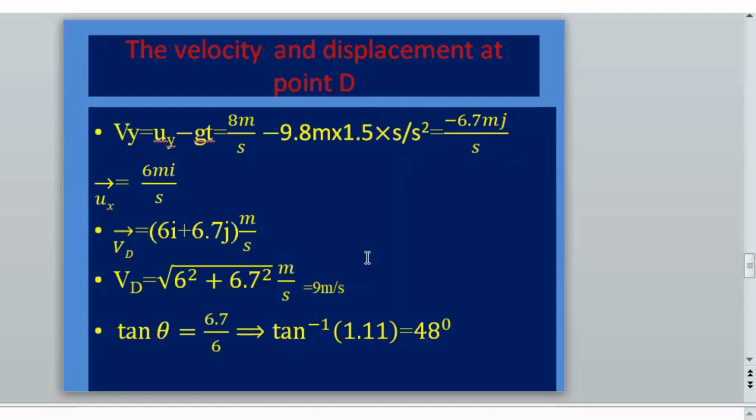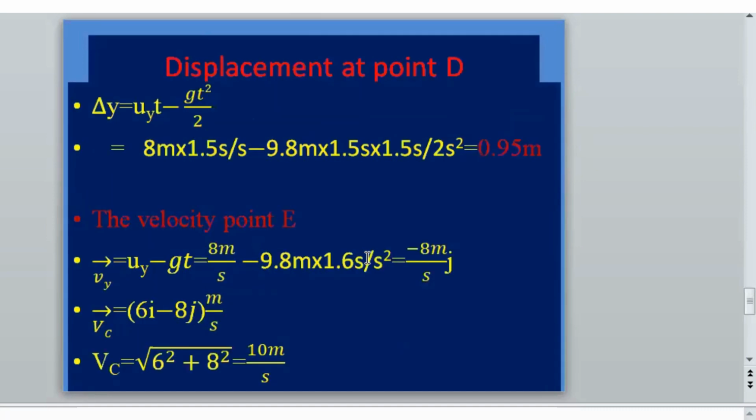The velocity at point D equals 6i minus 6.7j meters per second, and the magnitude is 9 meters per second. And the direction is the tan inverse of 1.11, which equals 48 degrees. The displacement at point D, using the same formula, v naught y t minus half g t squared, is equal to 0.95 meter. The displacement decreases because the ball is coming down toward the starting point.